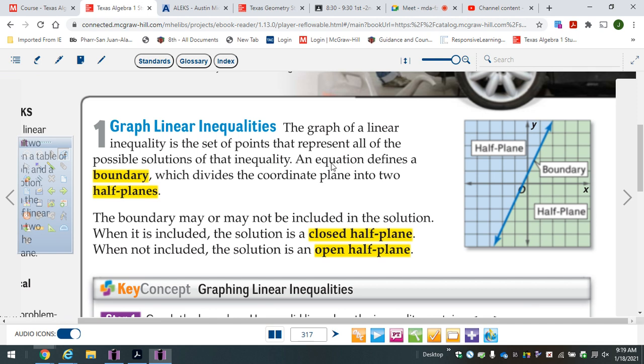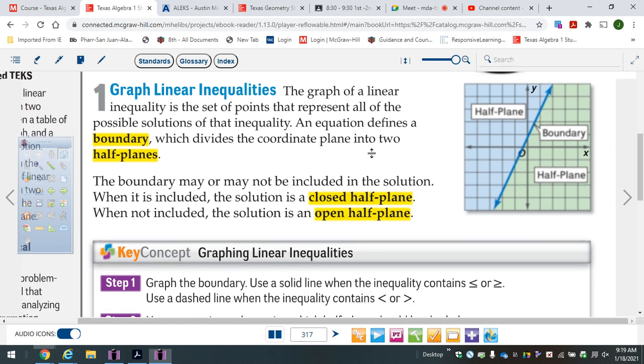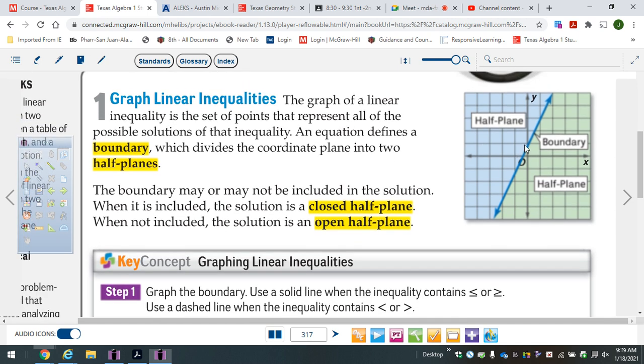An equation defines the boundary again. So that's my equation, and it divides the coordinate plane into two halves. Usually, you need to look at this. This is like a line. We always draw a line. When it comes to our inequalities, remember it's open circle or closed circle, included or not included. The boundary may or may not be included in the solution. When it's included, the solution is closed.